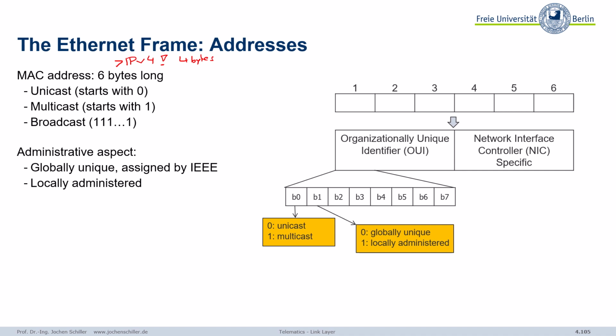By the way, you can change MAC addresses. In former times this was not possible, but today you can reprogram MAC addresses. So you have globally unique addresses assigned by IEEE, or you have locally administered ones. Typically you have globally unique. The idea is that you, as a manufacturer of network interface cards, go to IEEE and buy a globally unique identifier for the first half, and then you can manufacture your NICs and assign your own addresses. And this gives overall globally unique addresses.